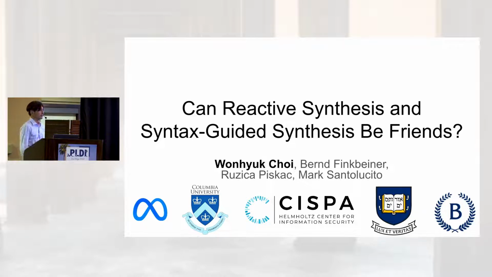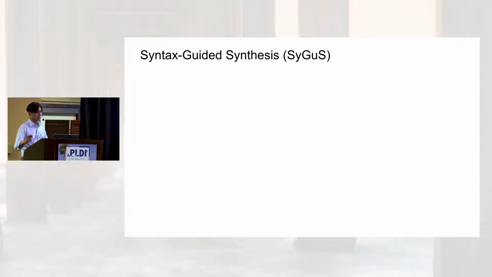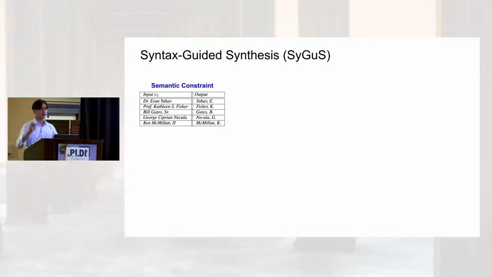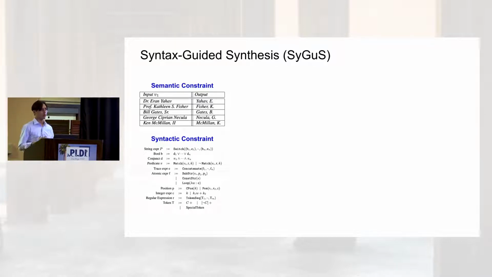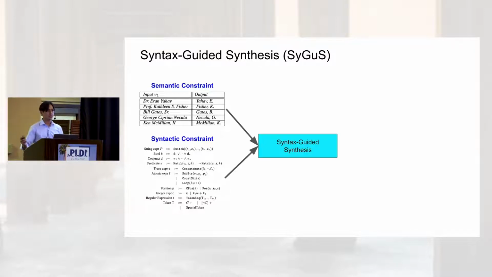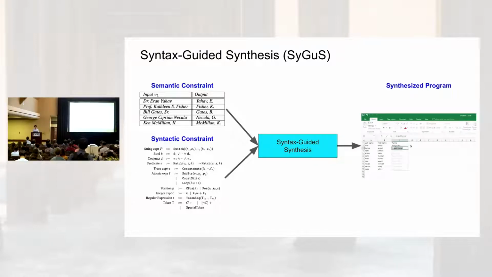So let's first look at each approach. Syntax-guided synthesis is one of the approaches to program synthesis, and it takes in two inputs. The first one is a semantic constraint that defines the expected meaning of a program, and this is usually in the form of input-output examples. The other input is a syntactic constraint, often in the form of context-free grammar that defines the possible forms of a function.